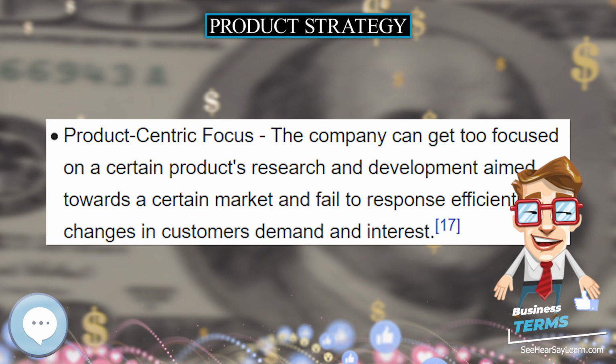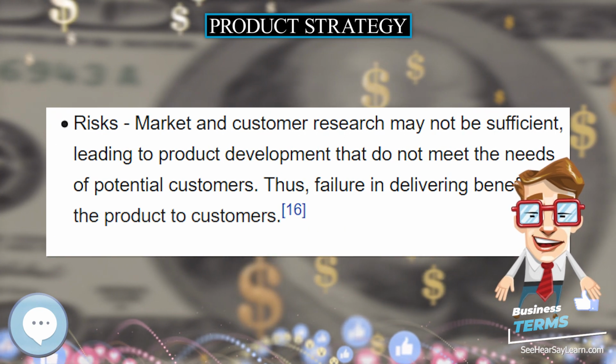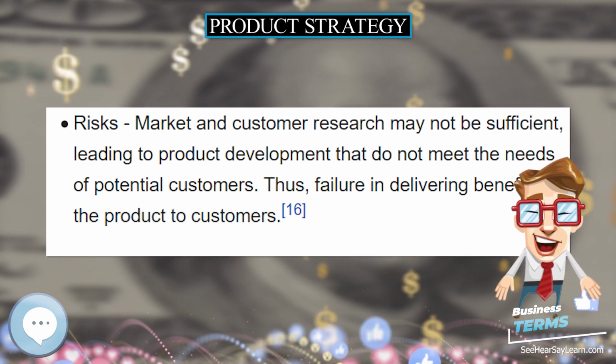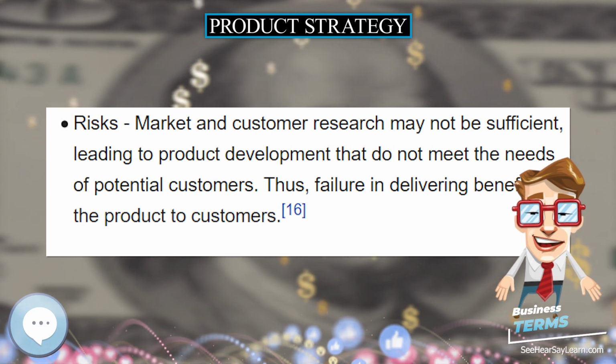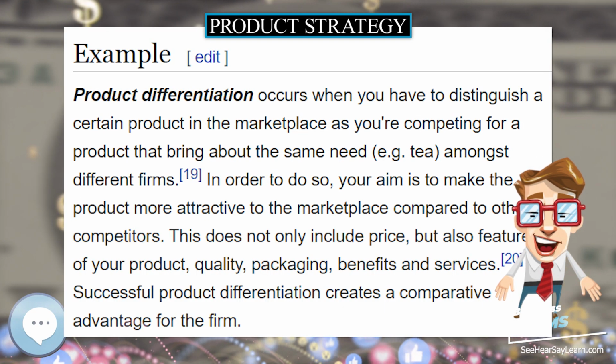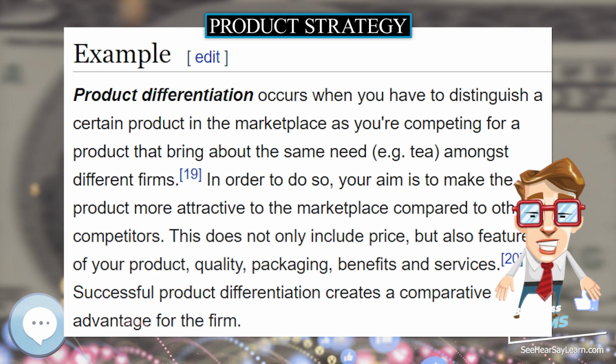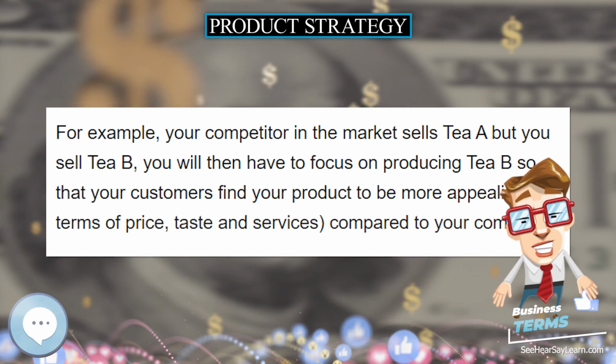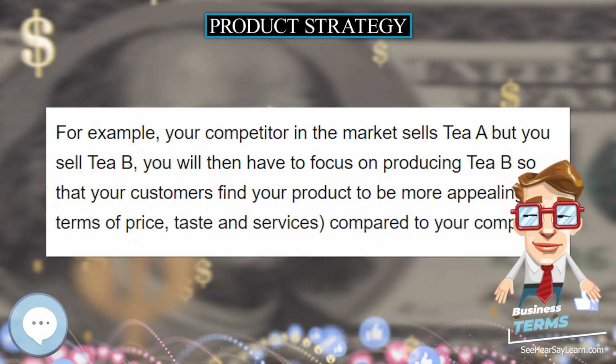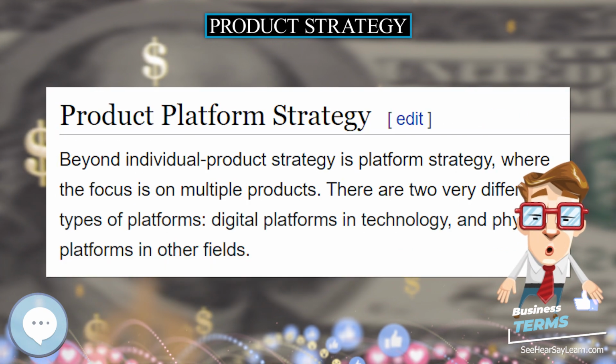For example, your competitor in the market sells TA but you sell TB, you will then have to focus on producing TB so that your customers find your product to be more appealing, in terms of price, taste and services, compared to your competitor. Product platform strategy.